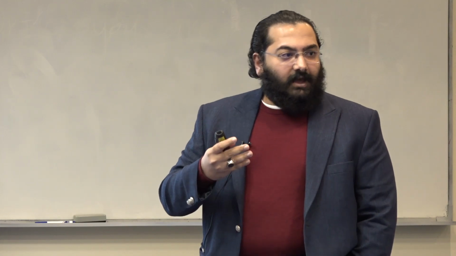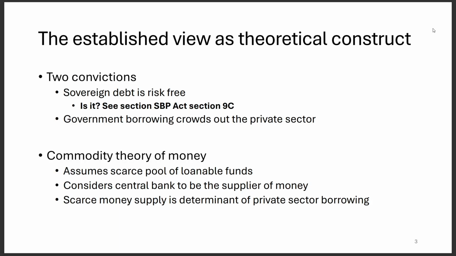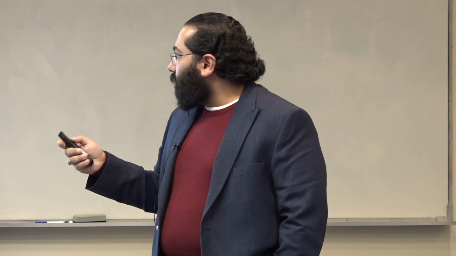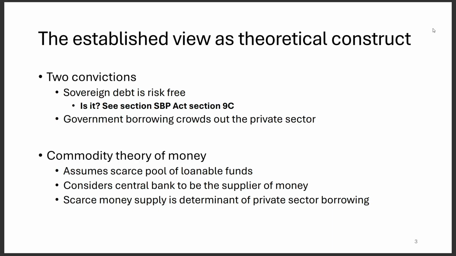Now, the established view is presented as a fact. It is not a fact, it is a theoretical construction, which is driven largely by two convictions. Firstly, that sovereign debt, the Pakistani government's debt, is risk-free, and I don't think it is anymore. If you look at Section 9C of the State Bank Act, which prohibits State Bank lending to the government, that essentially means that the government has lost its main money creation mechanism, and sovereign debt is no longer risk-free or even low risk. And secondly, of course, there's the conviction that government borrowing crowds out the private sector.